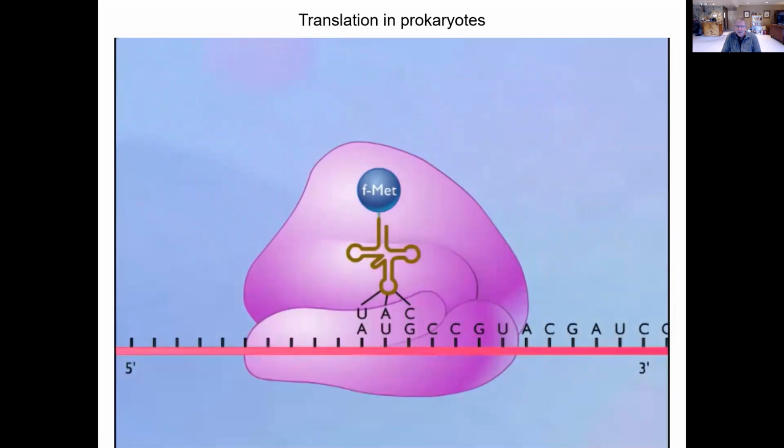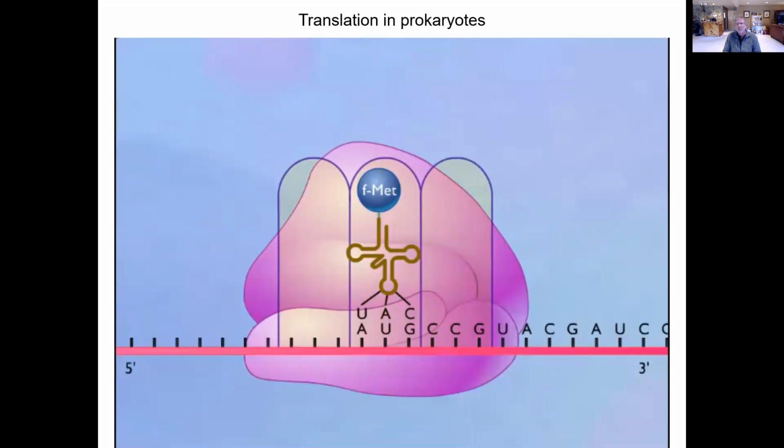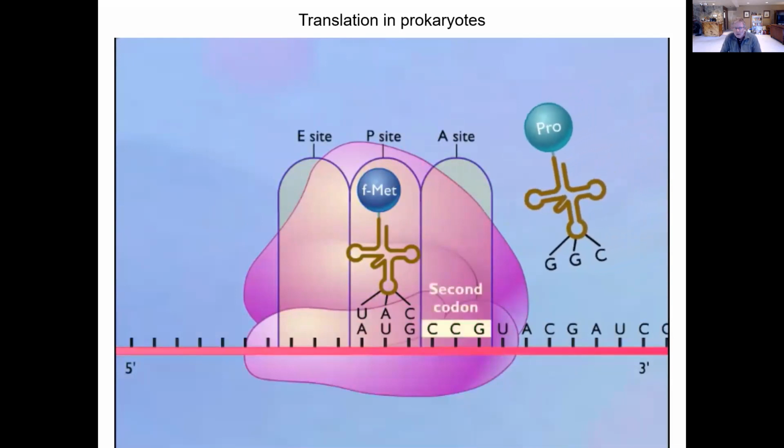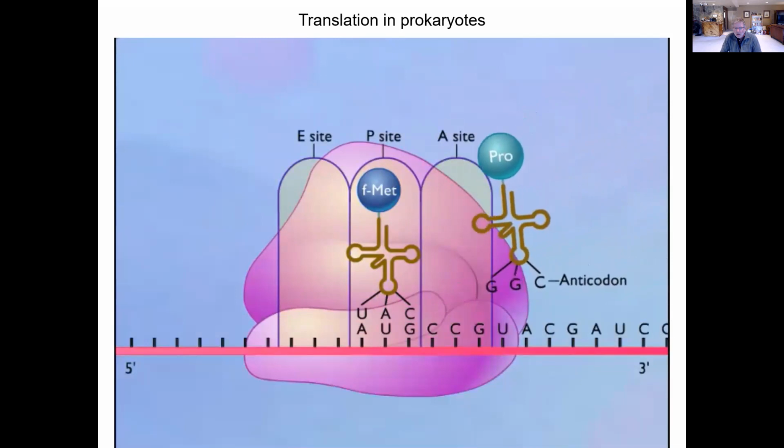The 70S ribosome has two sites to which transfer RNA carrying amino acids can bind. One is called the peptidyl or P site, and the other is called the acceptor or A site. There is also a third site called the exit or E site, where transfer RNAs are released. The initiating transfer RNA carrying formyl methionine binds to the P site. A transfer RNA that recognizes the next codon and carries the second amino acid then moves into the A site.